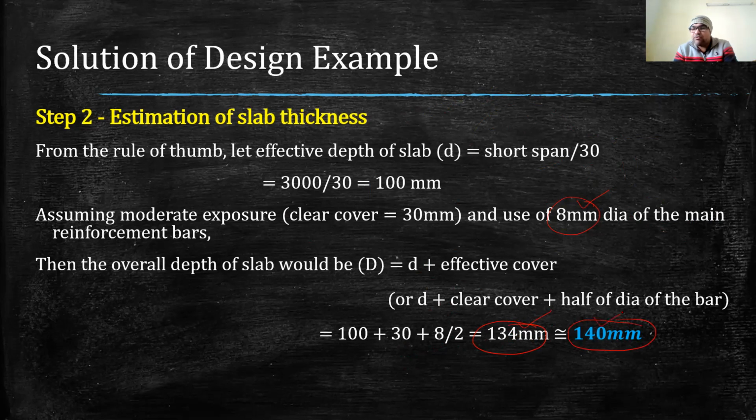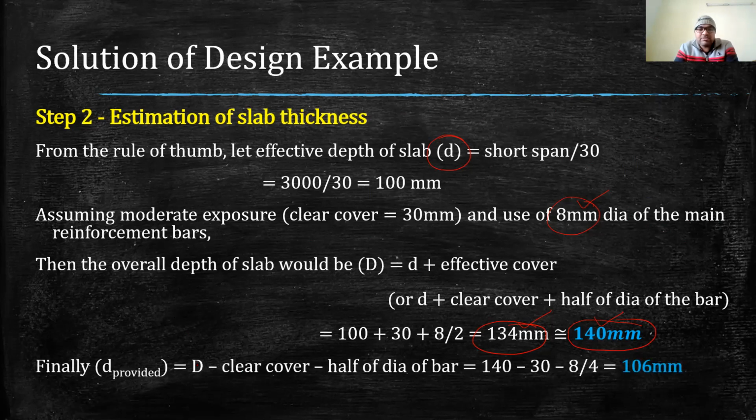Now as the value of overall depth has changed, the value of D will also change. So finally, how much D we are providing, we will calculate. D provided is overall depth minus clear cover minus half of the dia of bar. Finally, the D which we are providing as an initial estimation is 106 mm. So this is the second step, in which we have just estimated the thickness of slab. We will check this slab against the maximum bending moment in the later steps. So the second step is about estimation of slab thickness.